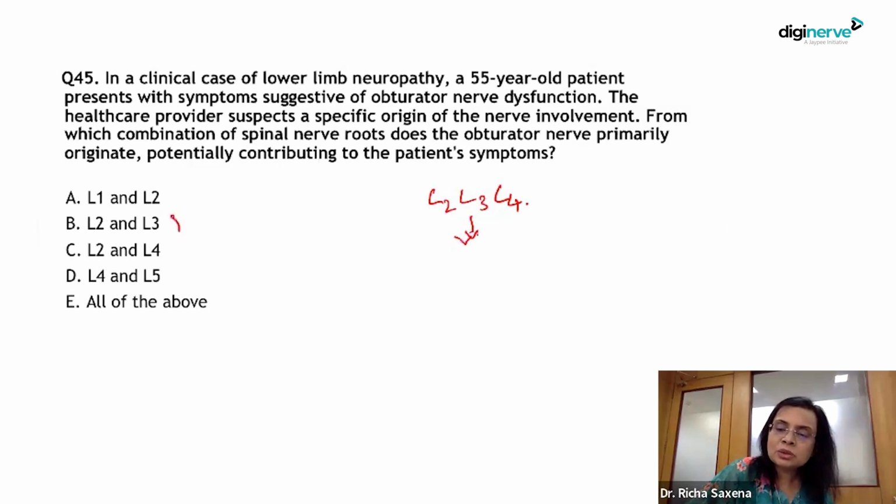Because between these two, you will say it can be L2 and L4 also. Because they haven't given any option which contains all three of them, L2, L3, L4. So the major contribution comes from L3. So the best answer would be option B.